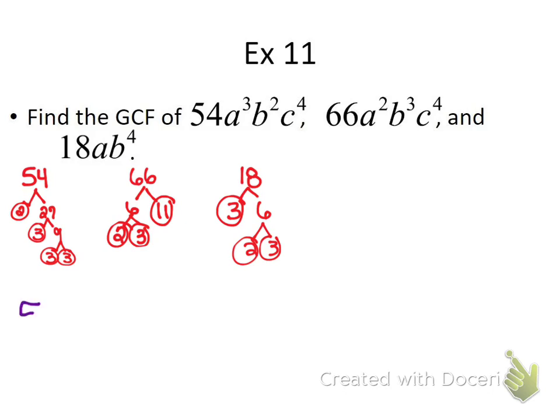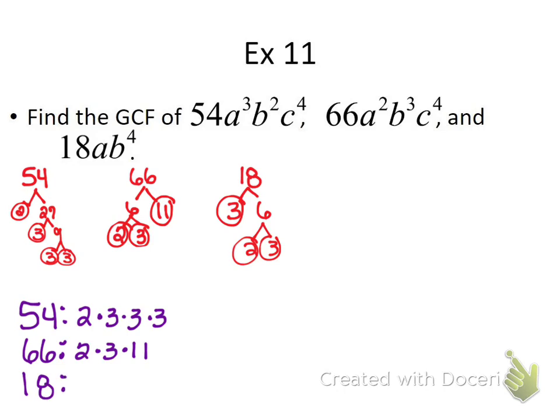Finally, I have an answer. Okay, what are my factors for 54? 2 times 3 times 3 times 3. Okay. So then for 66, what are the prime numbers that I circled? 2, 3, 11. And for 18. 2, 3, 3. Okay. What do I do next?